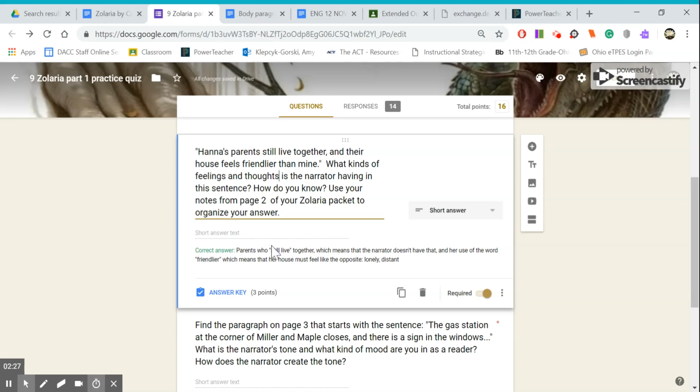So still live is from the text. That's how I know, words from the text. So the narrator must not have that. And then the word friendlier is from the text, which means her house must feel different, lonely. So something from the text, and here's the opposite that the narrator is feeling. Something else from the text, the opposite of what the narrator has. So this is how she feels.